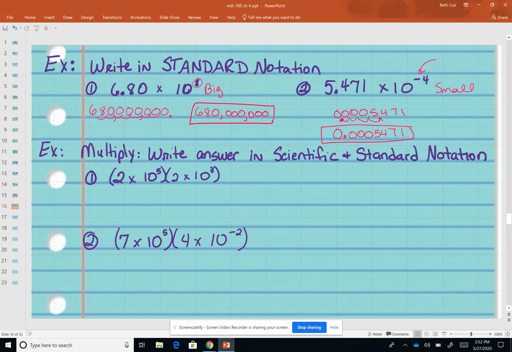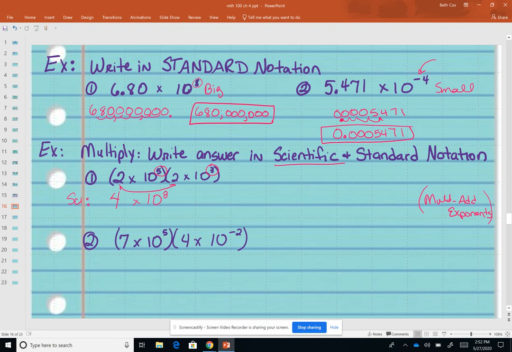Okay, so now we're going to multiply. Now this is where we go to our rules. Remember, when you multiply, you add your exponents. This was one of our exponent rules. When you multiply, you add your exponents. So this is going to be real easy to write in scientific form. I'm going to multiply the 2 times the 2, and that's going to give me a 4. And then I'm going to add the 5 and the 3, and I'm going to get 8. So that's my scientific notation.